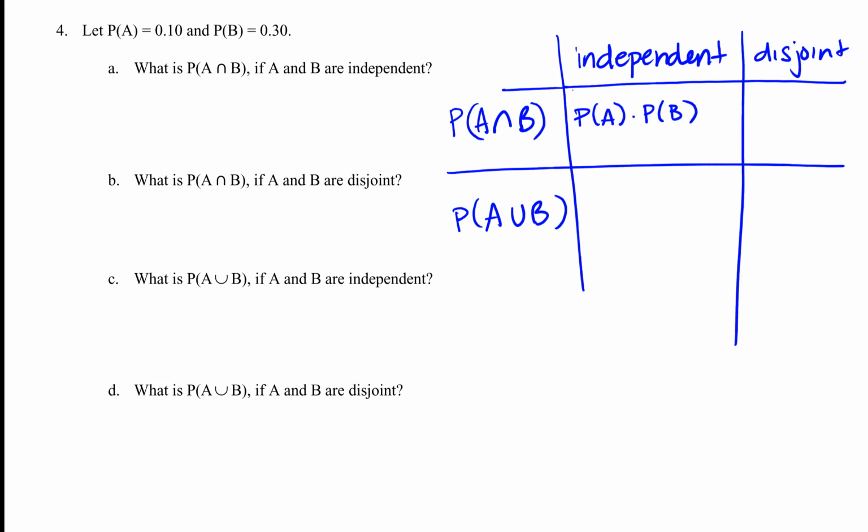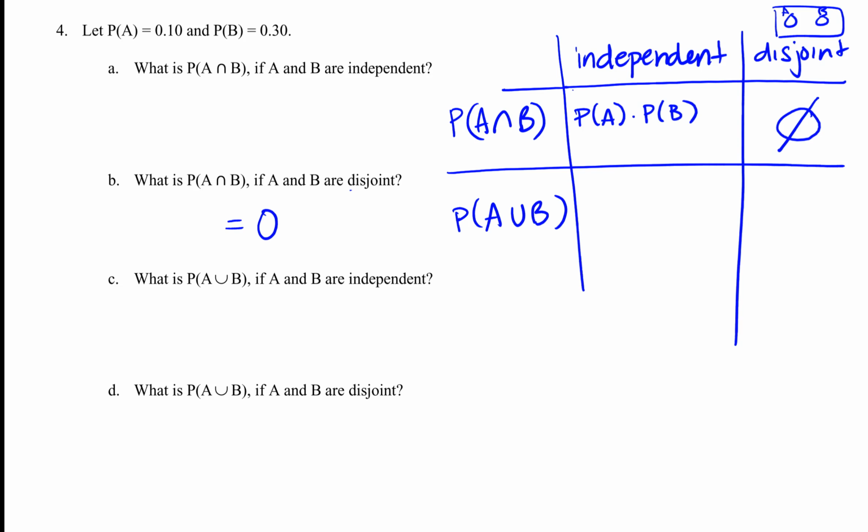In fact, most people who ask me questions on part B. So part B says, well, what is and if they're disjoint? And students want there to be some sort of fancy formula, but there isn't. If we're talking about disjoint events, remember, this is two events that do not intersect. So that means their and is 0. You don't have to do any work. There's nothing to do in this particular question, but write that this probability is equal to 0.